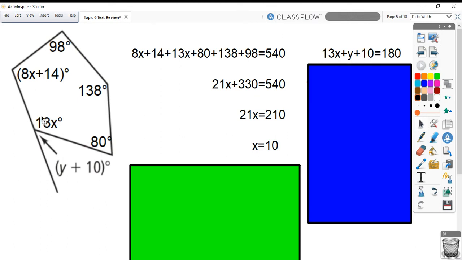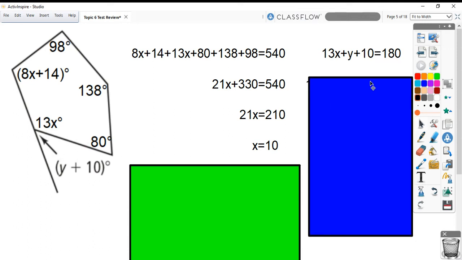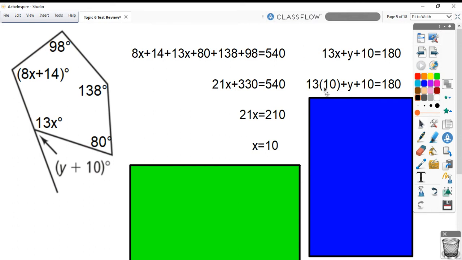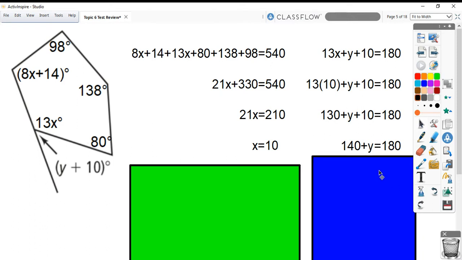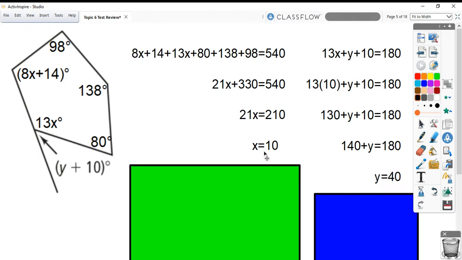So that means this 13x plus y plus 10 equals 180. After that, again, we already know what x is. x is 10, so that becomes 130 plus y plus 10. After that, it's just solving for y. So we get x equals 10 and y equals 40.